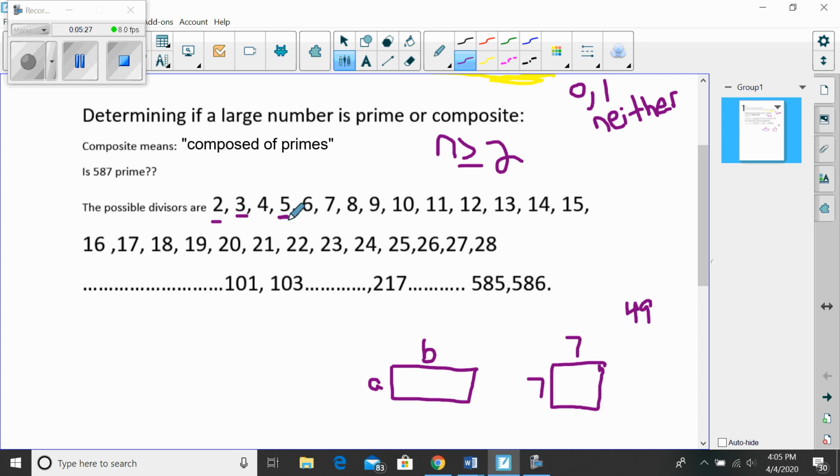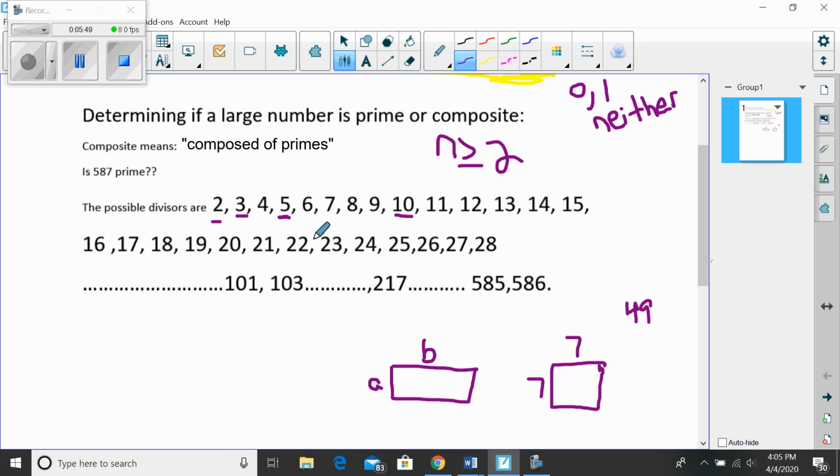It doesn't end in a 5 or 0, so 5 doesn't divide, right? Doesn't end in 0, so 10 doesn't divide. So those are some of the ones that I can check without having to grab my calculator. But what I want to know then is, should I take my calculator and divide by 4, divide by 6, by 7, by 8, by 9, by 10, 11, 12, 13, 14, 15?